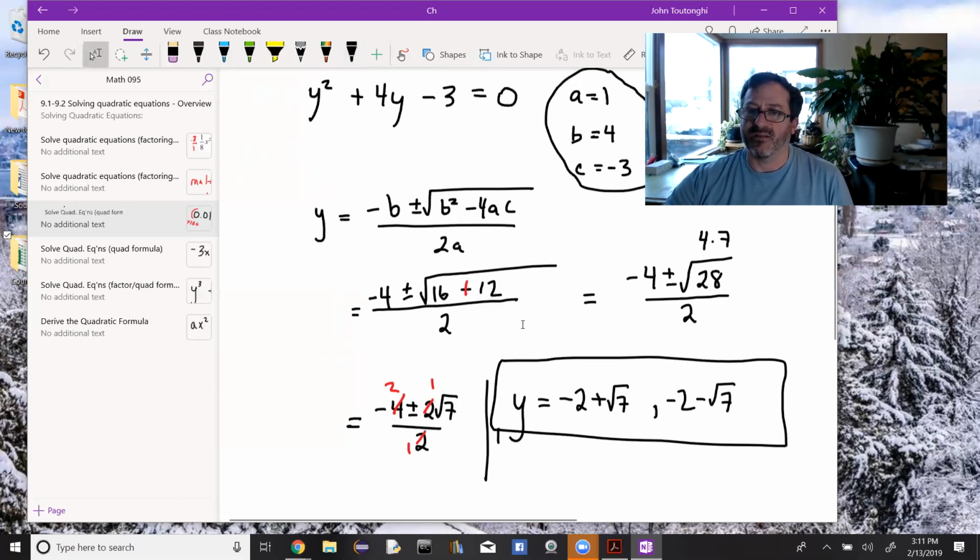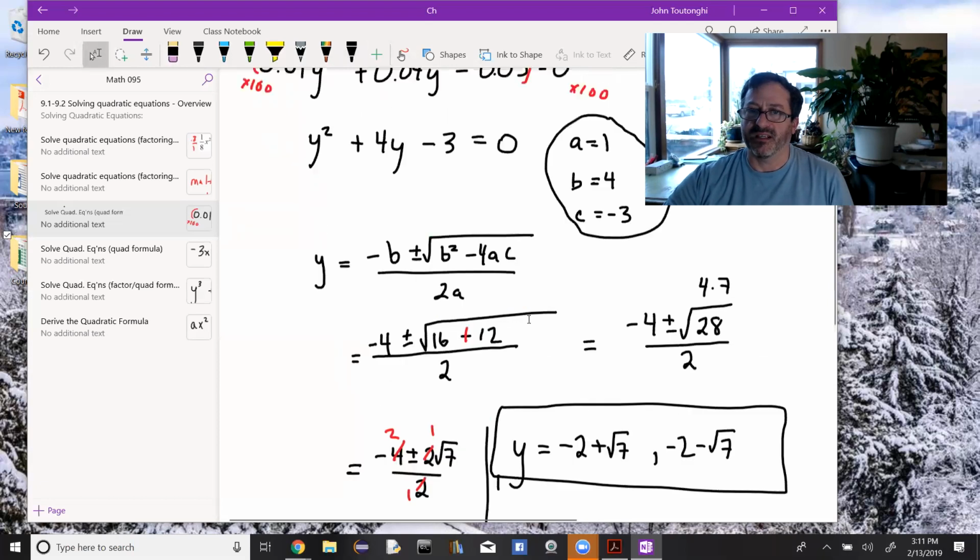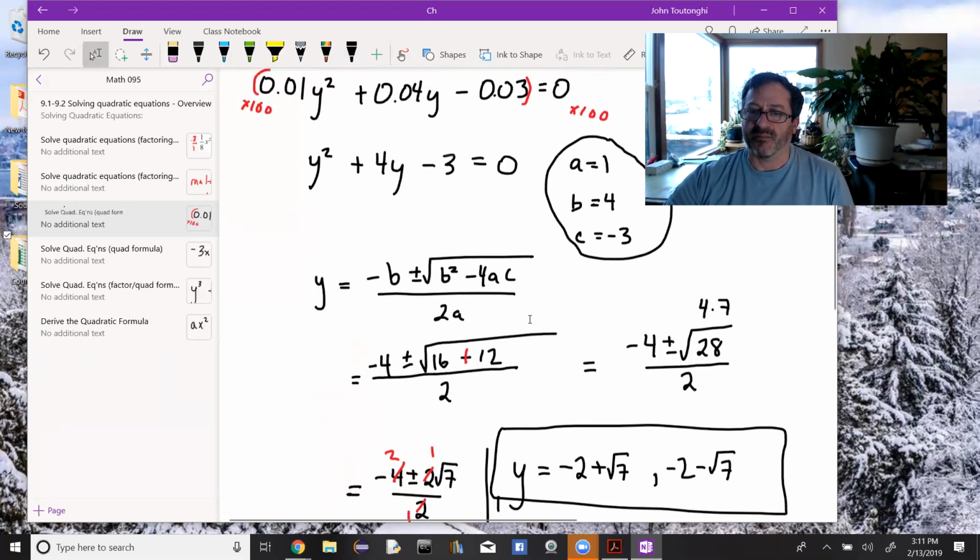And I just want to reiterate what was different about this example before I move on: that initial step, multiplying everything through by 100 to get rid of those decimals. Okay, next example.